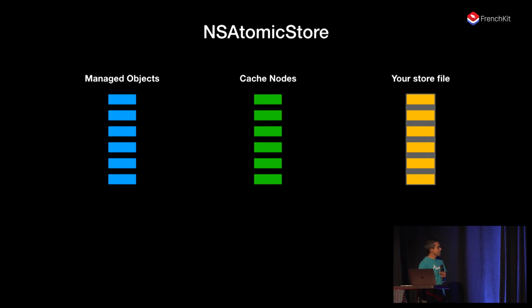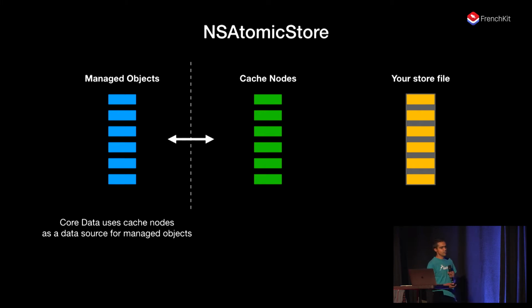So on this side, on the left side, you have your application with the data that's loaded in your table view, etc. And when you're working with core data and let's say you modify a managed object and then you save it, you need to update the cache node, and we'll see that in a minute. And then if you're saving your store file, then you need to save all the cache nodes to your store file. This is generally how an atomic store works.